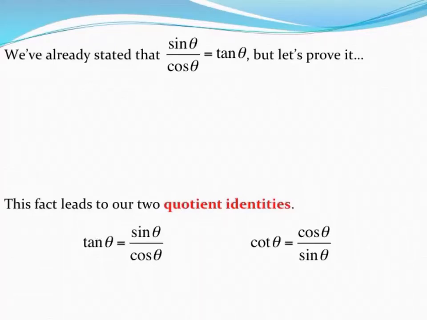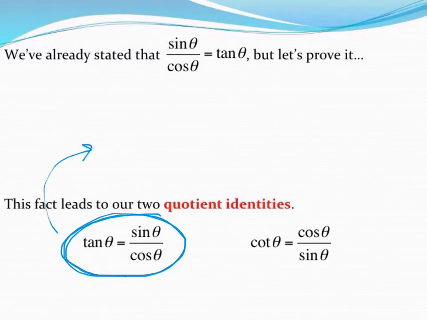Two other identities that we can use to simplify trigonometric expressions are called the quotient identities. The tangent of an angle is equal to the sine divided by the cosine, which we did prove in class, and you can check back in your notes if you want to see how we did that. And then, of course, the reciprocal of that, the cotangent, if I flip this, would be equal to the cosine of the angle divided by the sine of the angle.